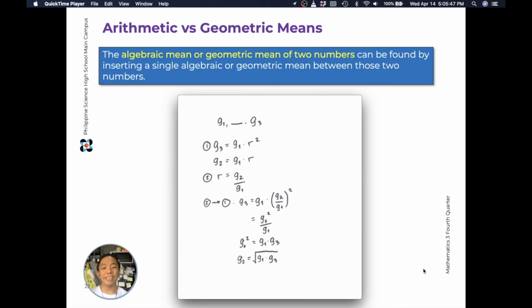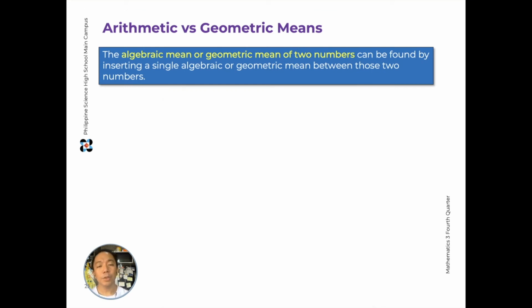Now, technically, pwede siyang plus minus, no? So, we'll stick muna dun sa positive na g sub 2. So, the geometric mean is the square root of the product. So, similar siya sa arithmetic mean in the sense na mag-add tayo, then divide. Dito, magmumultiply tayo, then square root. So, that's how we find yung arithmetic and geometric means kung isa lang yung hinahanap.